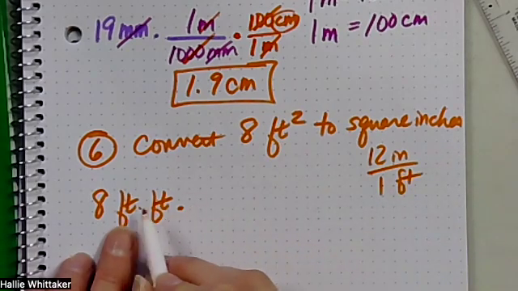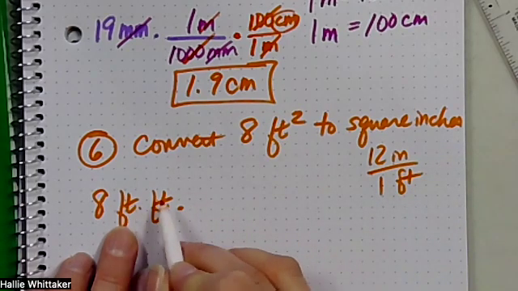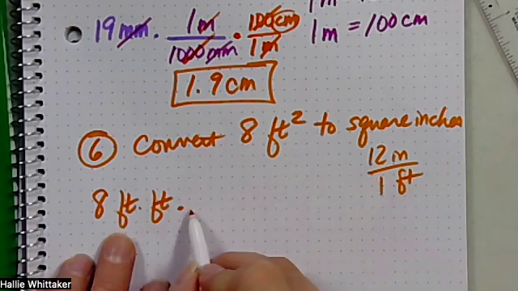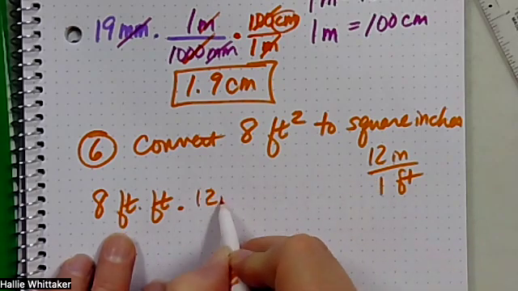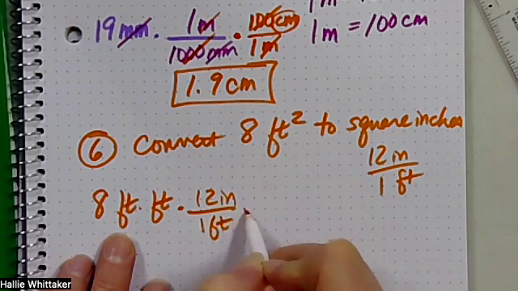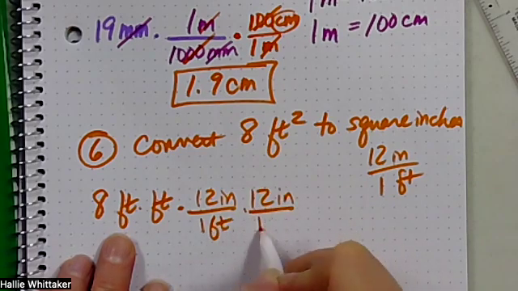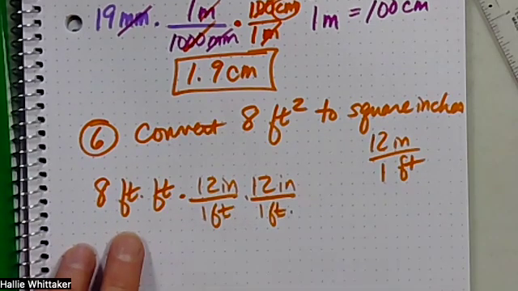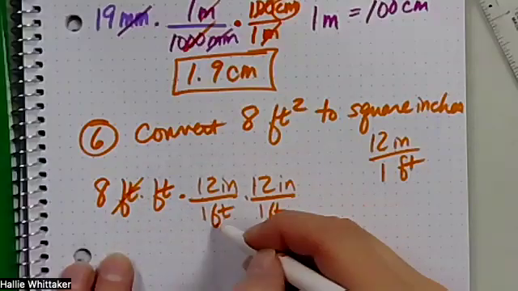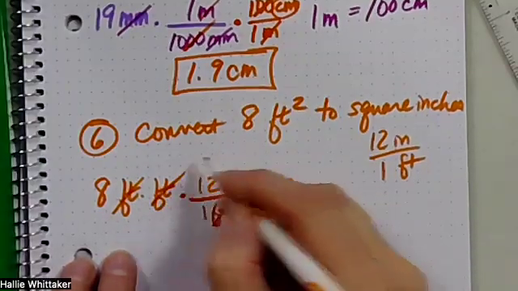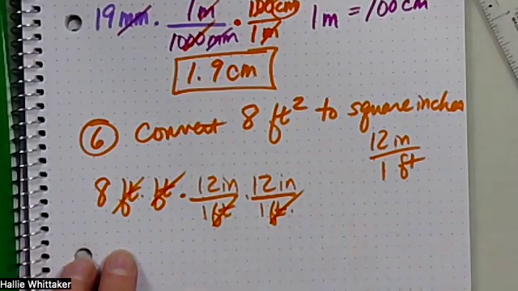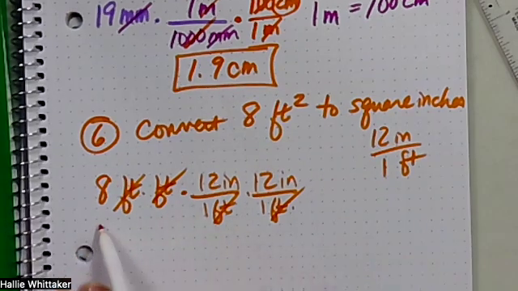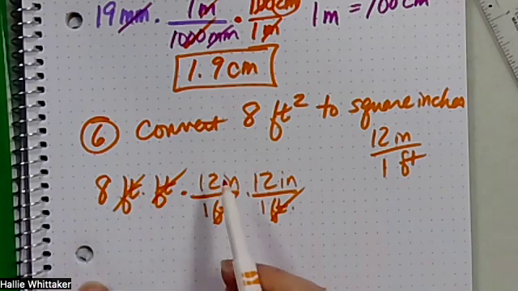So to counter the feet and the feet, you would do this twice. So times 12 inches over 1 foot times 12 inches over 1 foot. I think we even did this up to triple. If you get cubed, handle it the same way. So notice feet and feet cancel out. You've only got ones in your denominator, so you're just going to multiply straight across. What's 8 times 12 times 12?